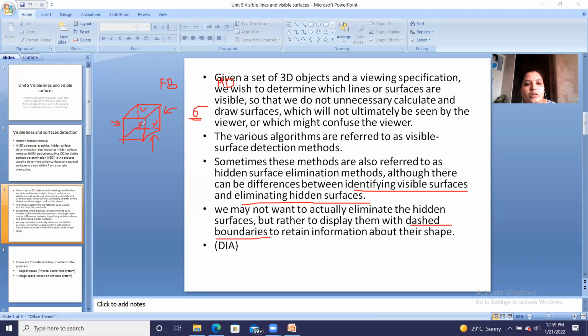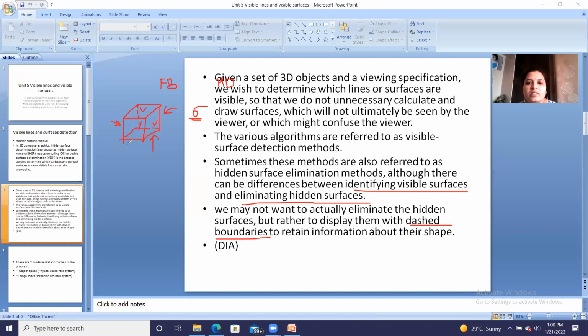To imagine or to retain the shape of the object. If we are using dashed lines here, then we can easily recognize that this is the diagram of a cube. So we are retaining the shape of the object by using the dotted lines. These two approaches are done while detecting the visible surfaces.